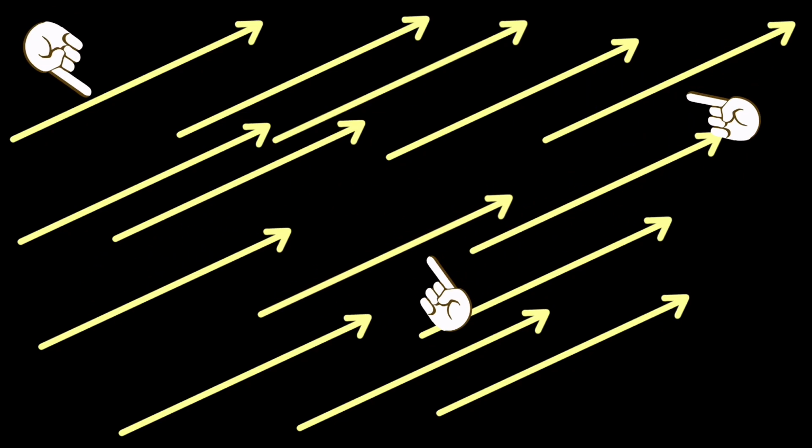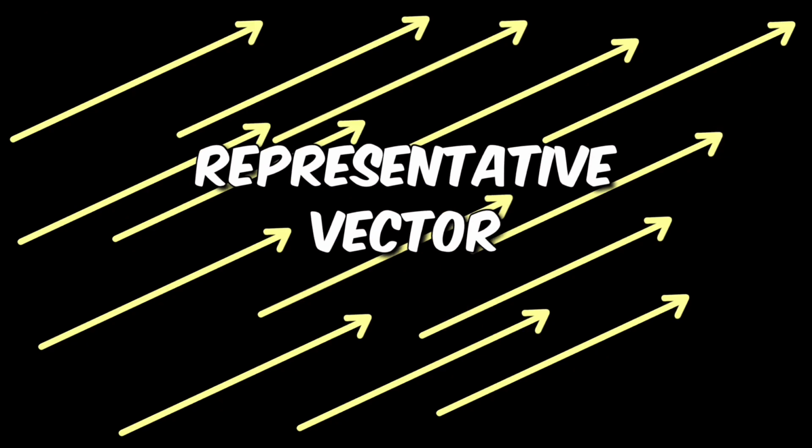A single arrow from this set, this one, or even this one, is called a representative of the abstract vector V. Vectors in the plane are 2-dimensional, whereas vectors in the space we are familiar with are 3-dimensional.